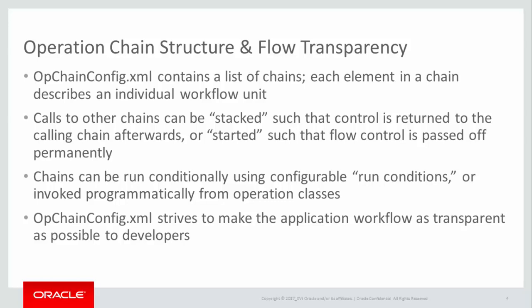So the last point on this slide is that OpChainConfig.xml strives to make the application workflow as transparent as possible to developers. This is something that we really try to hang our hats on in XStore. When you're looking at the OpChainConfig.xml file, we want to make it as easy as possible for you to be looking at that file and understand what the application is going to do and in what order. Now, you may have to jump around in that file when you see an OpChain route and look up the definition of that chain that's being routed to understand what's going on, but it still allows you to see a lot of what the application workflow is going to look like without actually having to look at the code.